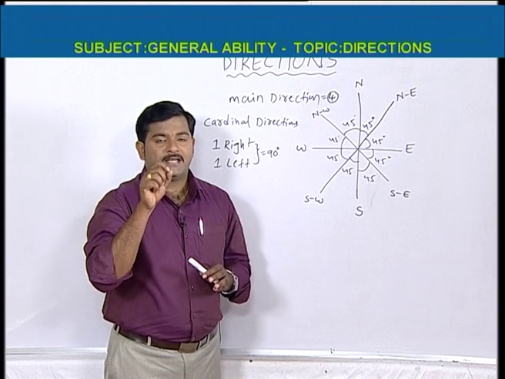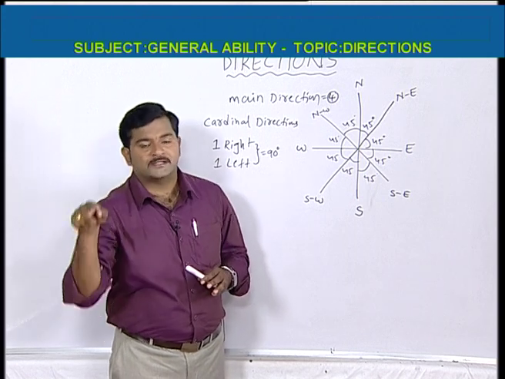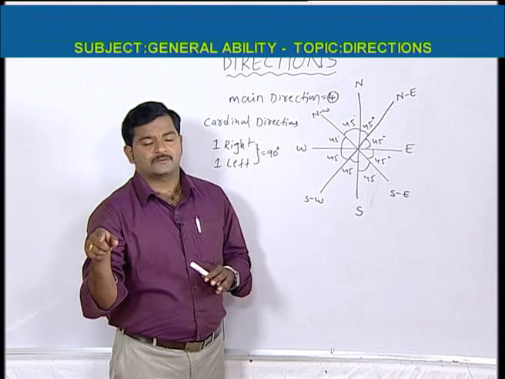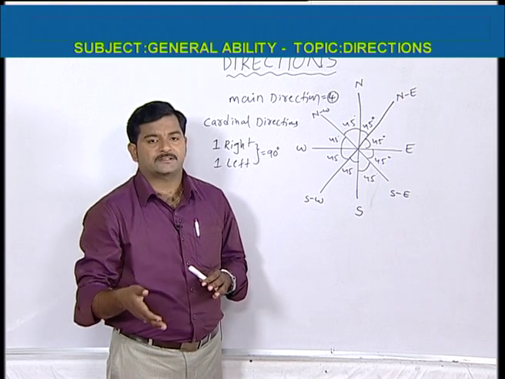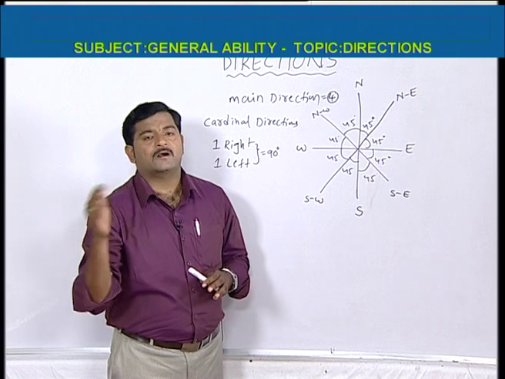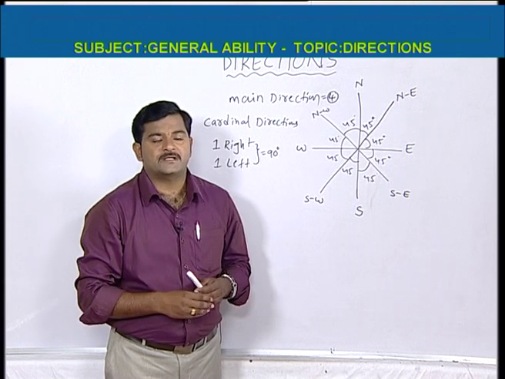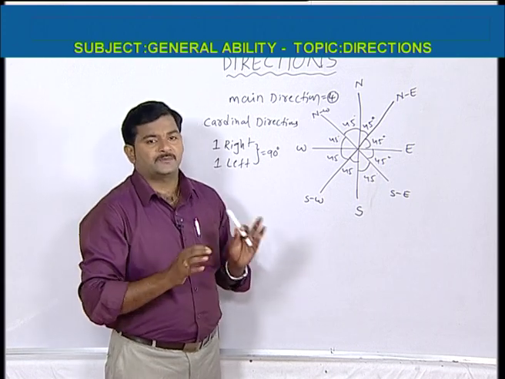And the angle between one main direction and its consecutive corner, corner means indirectly cardinal direction. So main direction and cardinal direction angle is equal to how much? 45 degrees we can say. It's a simple logic.